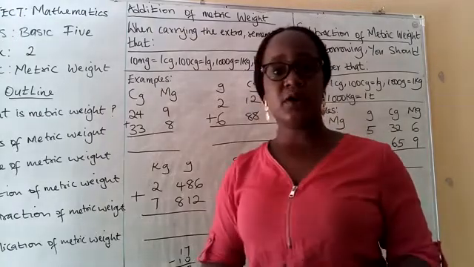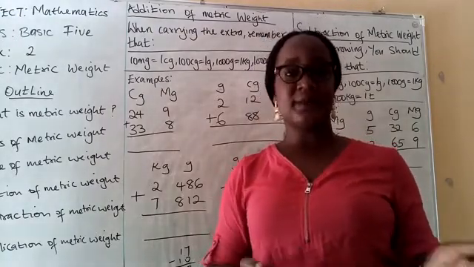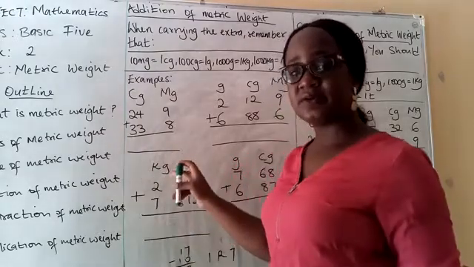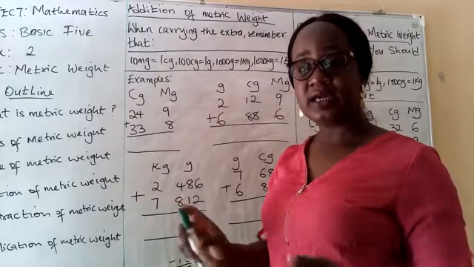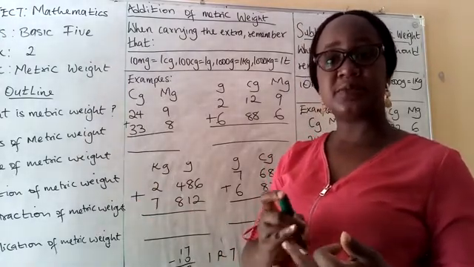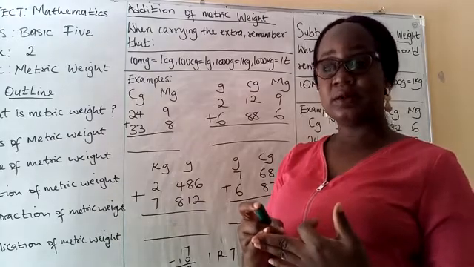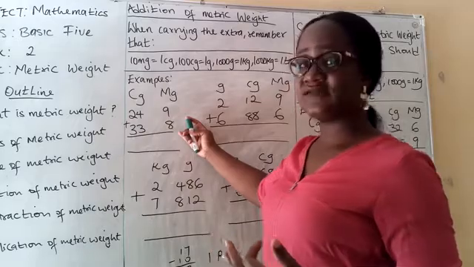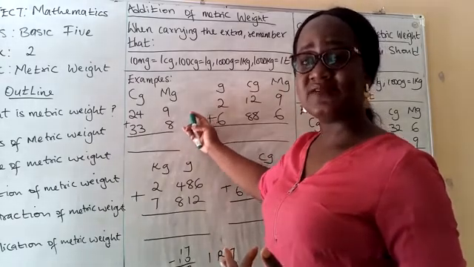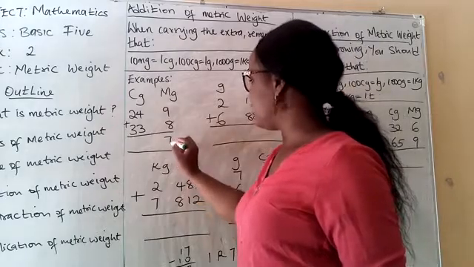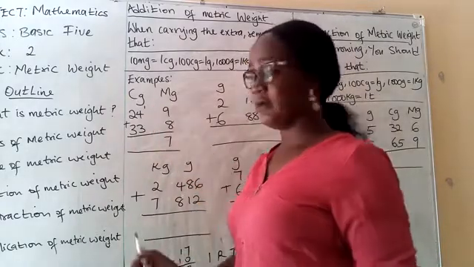And you still remember what we did in our capacity. You remember it is the remainder that you put down and not the whole number. This is applicable to your addition, subtraction, and multiplication of metric weights. So now we have 9 plus 8 gave us what? 17. How many 10 do we have in 17? 1 remainder 7, right? So you have your 7 here and you carry the 1 over.